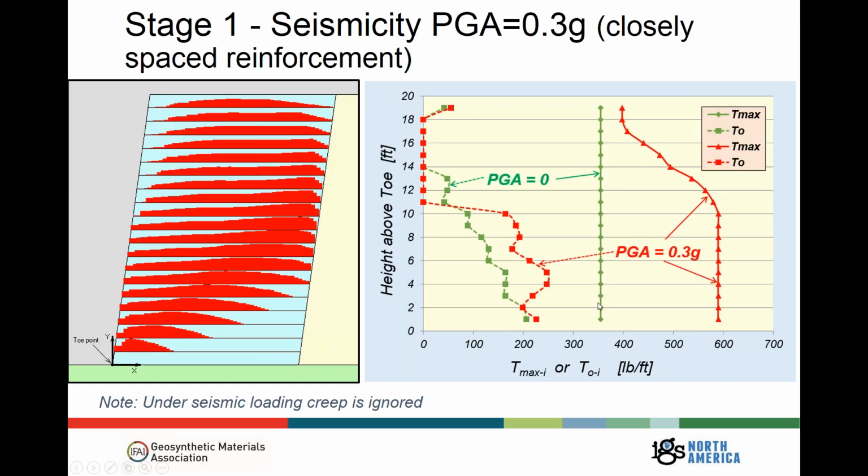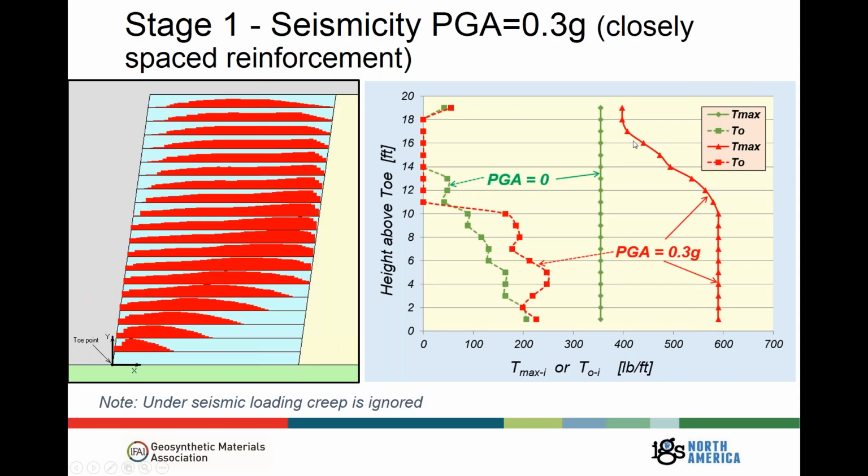This was Tmax for close spacing reinforcements, no seismicity. In red is Tmax, considering 0.3 Gs. At the top of the wall, it increases a little bit, and that's because a lot of the failure masses up at the upper portion of the wall, well, since they don't weigh a lot, the mass isn't big, the inertial loading from a PGA is also not big. It's a function of weight.